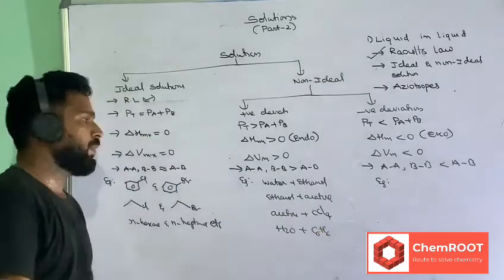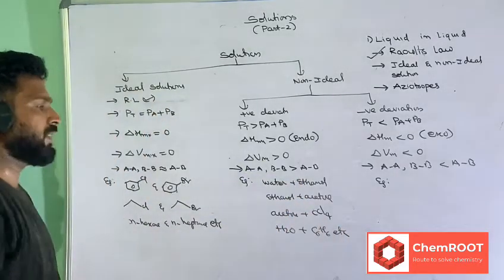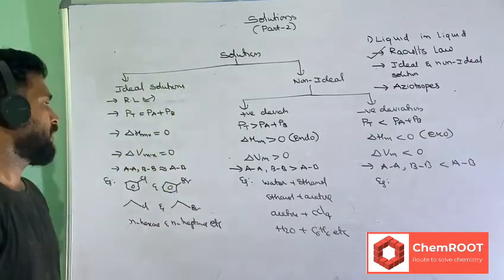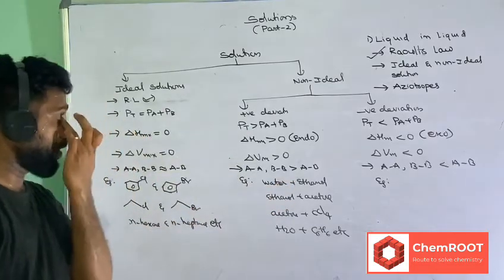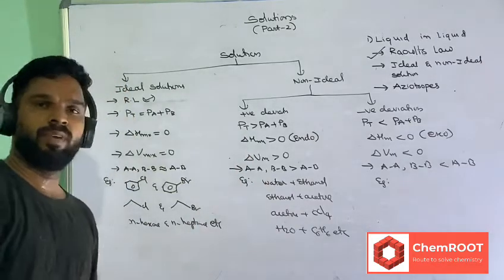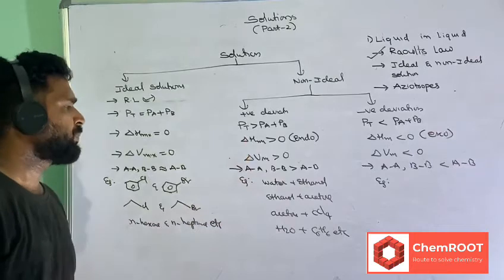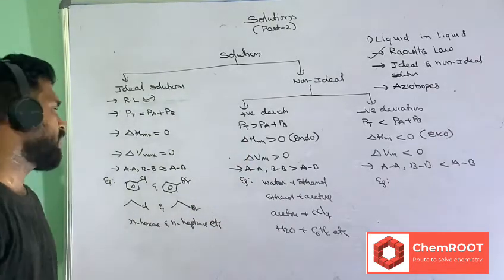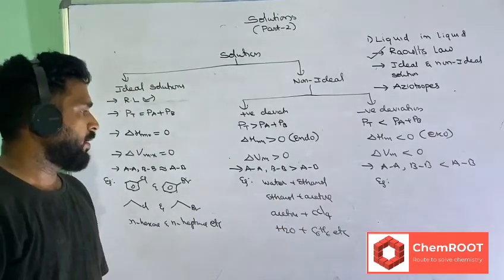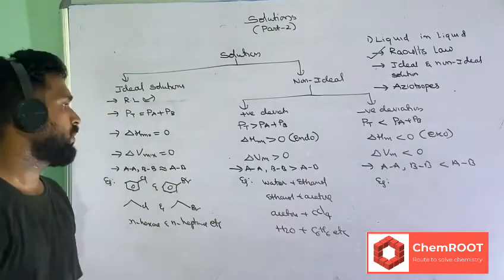Like these solutions, one has strong interactions and one has weak interactions. So when we are mixing, the strong interactions get disturbed, and then positive deviations form. Suppose water and ethanol: water has strong hydrogen bonding, ethanol has weak hydrogen bonding. When we mix, this strong hydrogen bonding will be affected, so it forms a positive deviation. Acetone has strong dipole interactions and CCl4 has weak van der Waals interactions, so the strong interactions will be disturbed, and it forms a positive deviation.